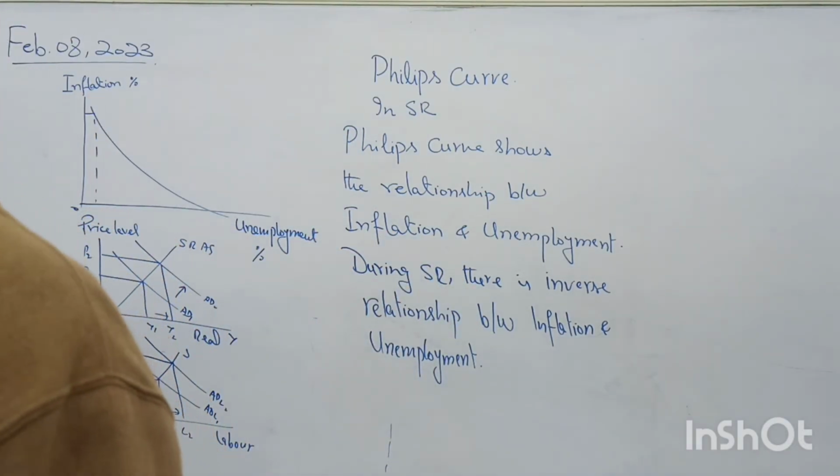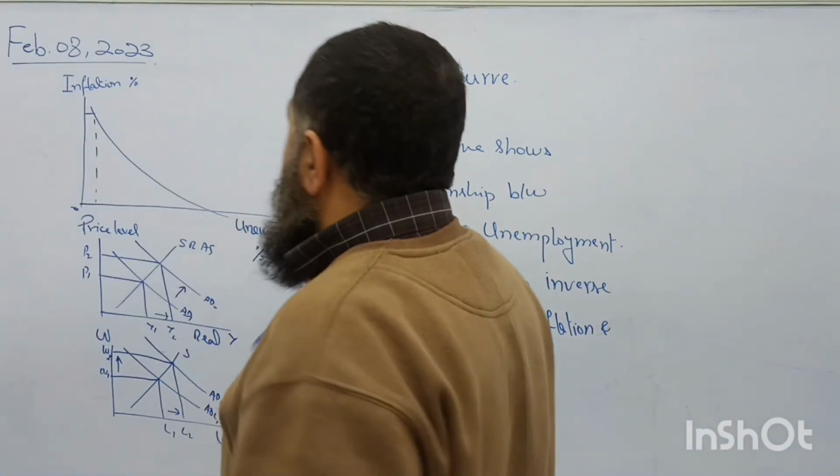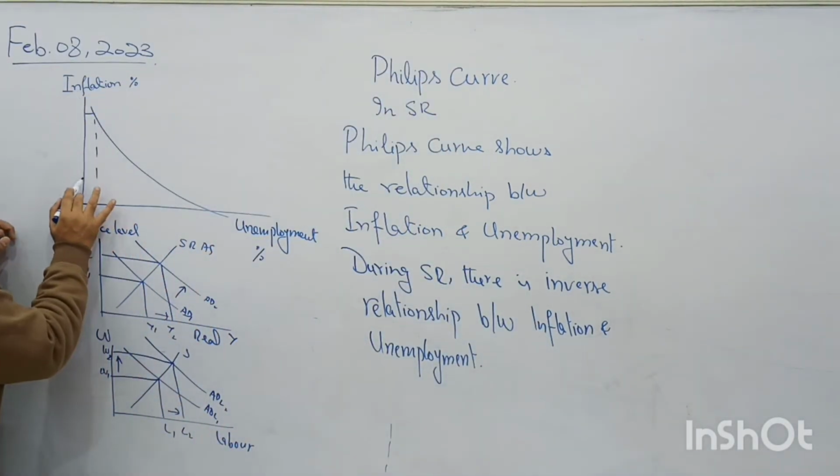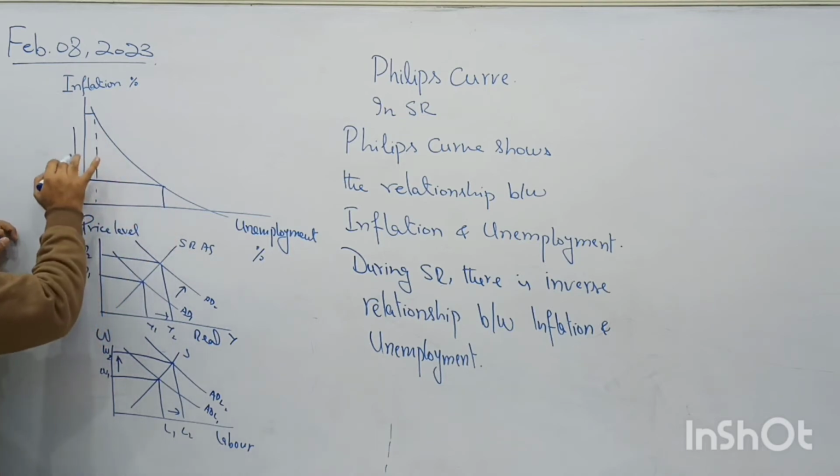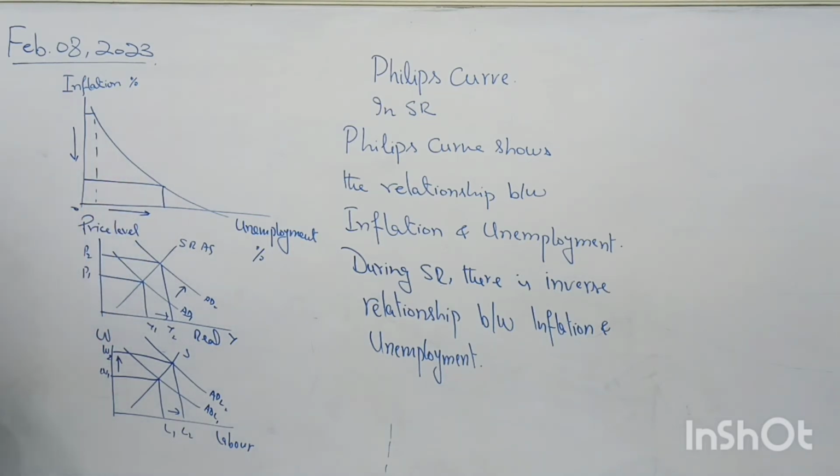What happens now? There will be more unemployment. So it shows what? There is an inverse relationship between inflation and unemployment in the short run, not in the long run. Follow my point or not?